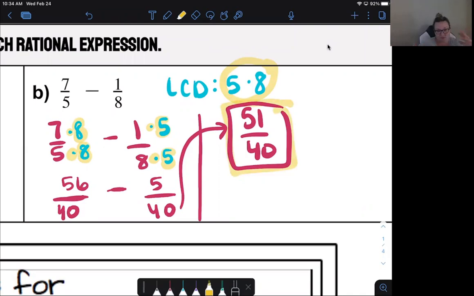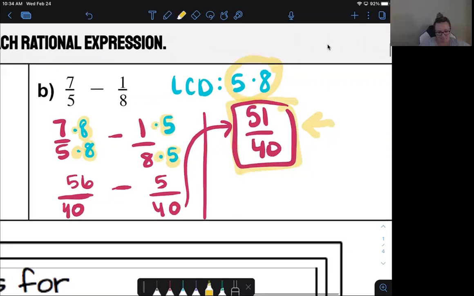And because we're in Algebra 2, or in high school math, it's okay to leave your fractions as what this would be called an improper fraction. It's okay for the numerator to be bigger than the denominator. It's all good. So leave your answer like that.